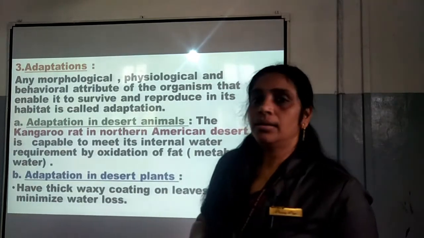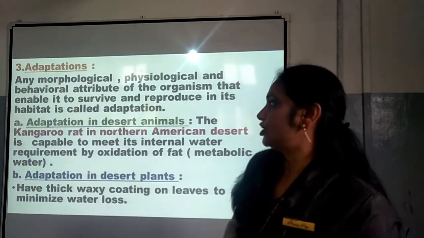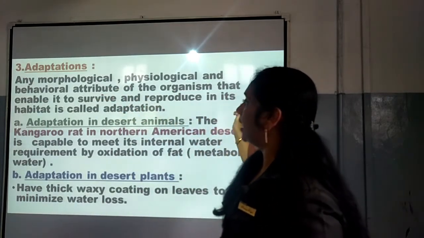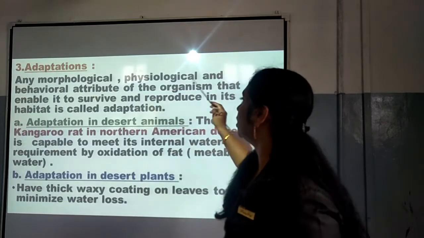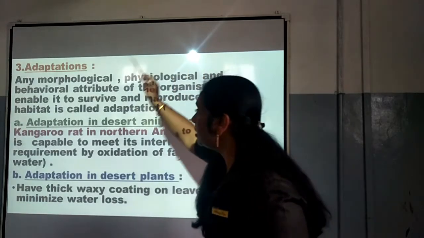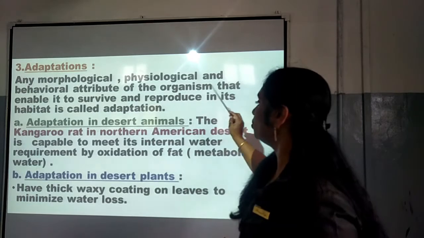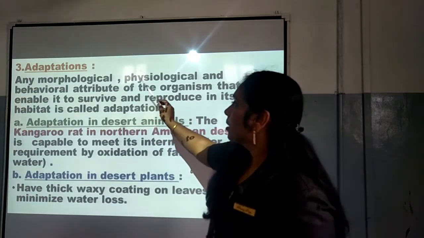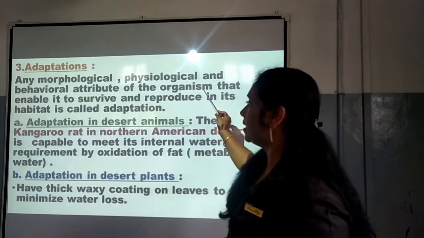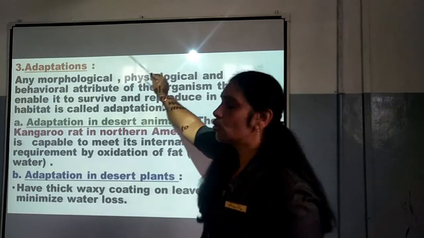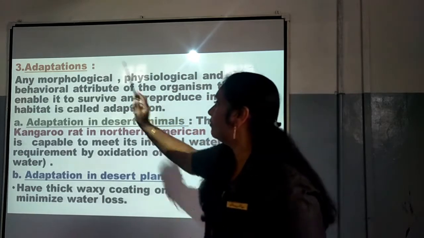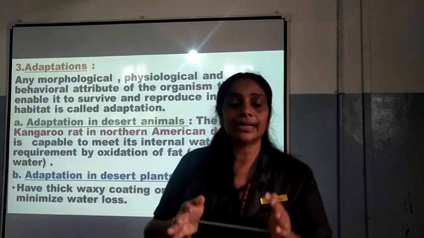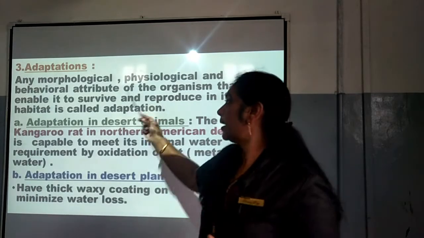Now, the next topic is adaptation. Any morphological, physiological and behavioral attribute of the organism that enables it to survive and reproduce in its habitat is called adaptation. Adaptation means the attribute of an organism related to morphology, physiology and behavior which makes the organism survive and reproduce in that habitat.